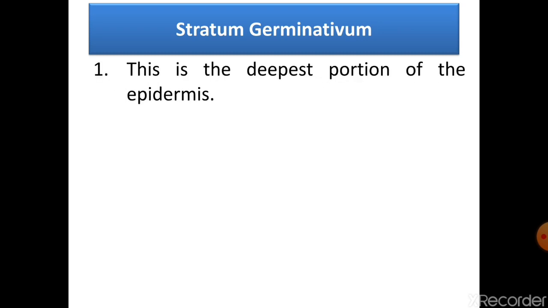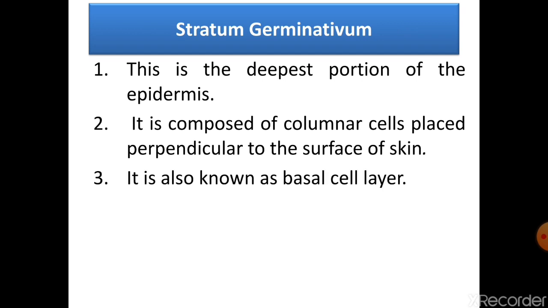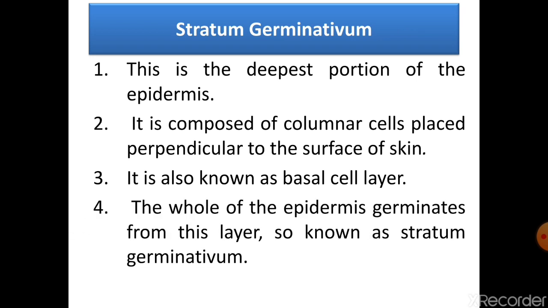Now, stratum germinativum. This is the deepest portion of the epidermis and the last layer of the epidermis. It is composed of columnar cells placed perpendicular to the surface of the skin. It is also known as the basal cell layer. So, stratum germinativum, also called the basal cell layer, and the whole of the epidermis germinates from this layer, so it is known as stratum germinativum.